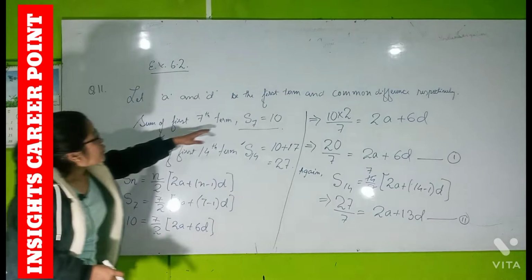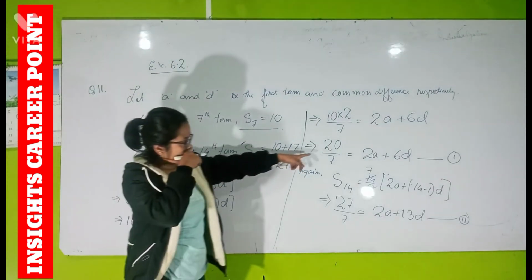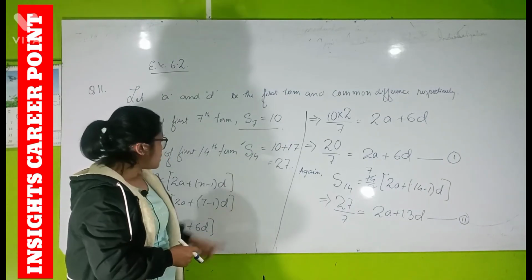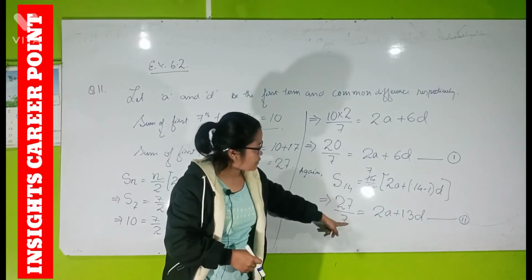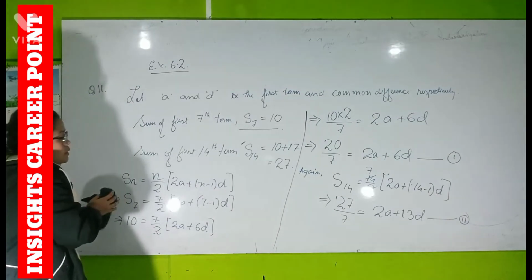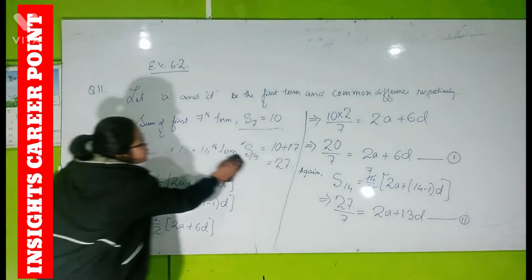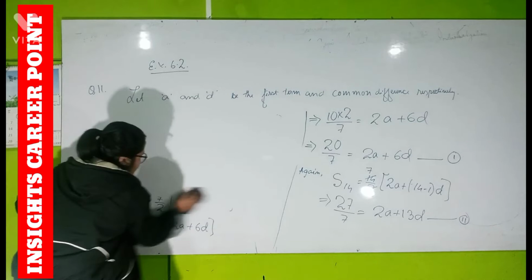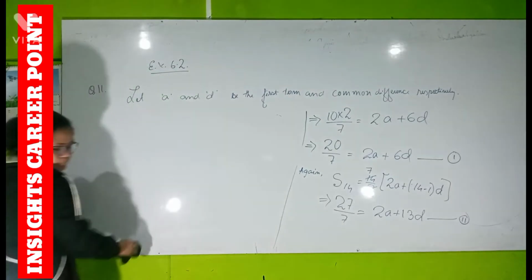From S7 we solve and we get an equation, and then from S14 we solve again and get a similar equation. So we get equation number 1 and equation number 2. Let's remove this one. Let's solve it by subtracting.